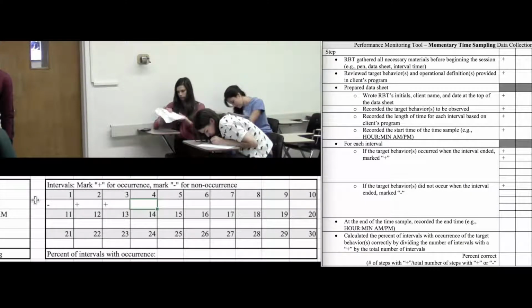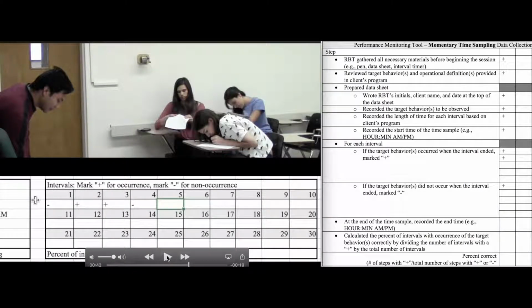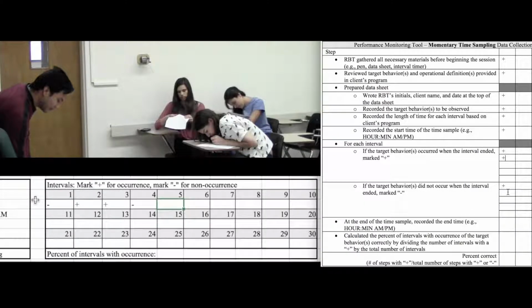Now next is 5 plus 5. All right, so at the end of that interval, she's clearly looking down and not attending to the chalkboard. So she got a minus for the fourth interval. So over here on our PMT, again, we're going to give Lance a plus for correctly marking that.